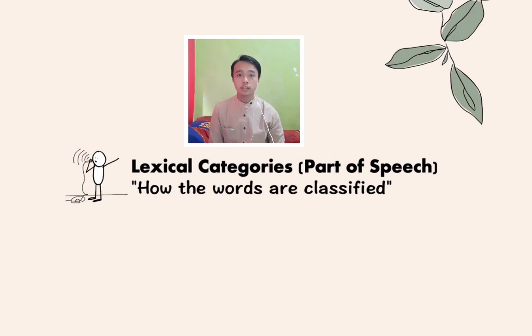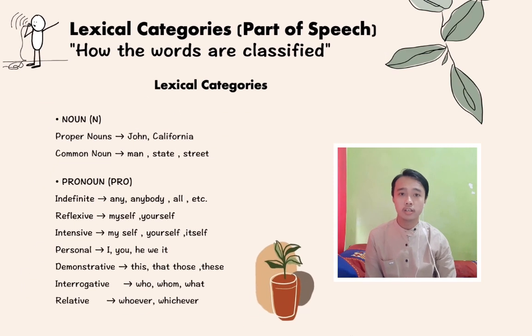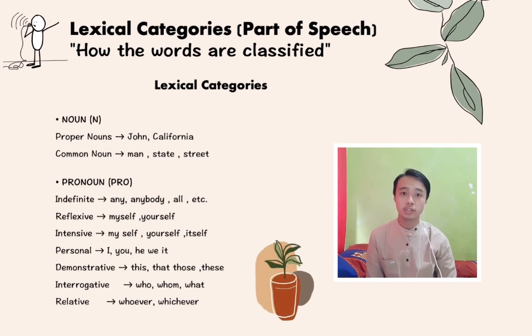Here, I'd like to tell you about the lexical categories. So, what is a lexical category? The simple definition of lexical category is how words are classified, or the classification of words. Lexical categories classify words into 9.